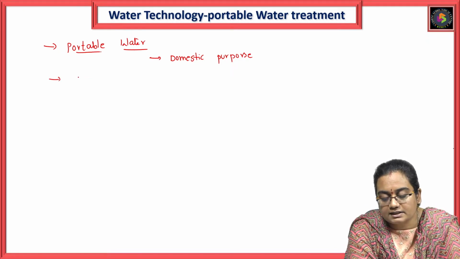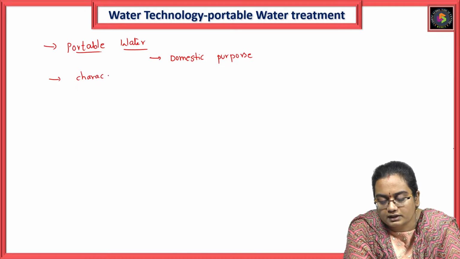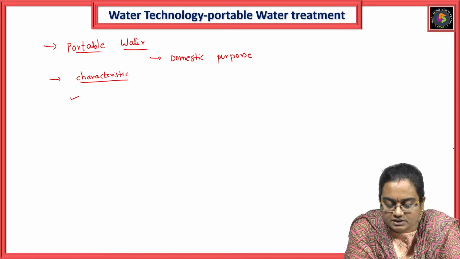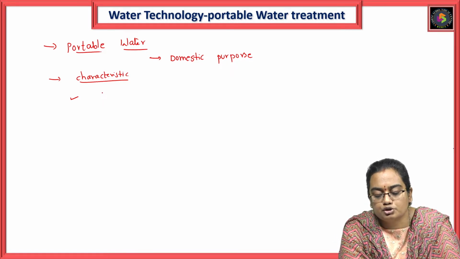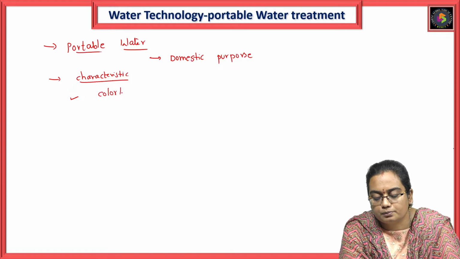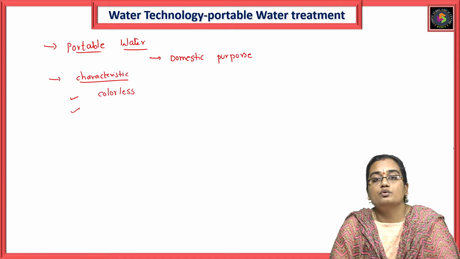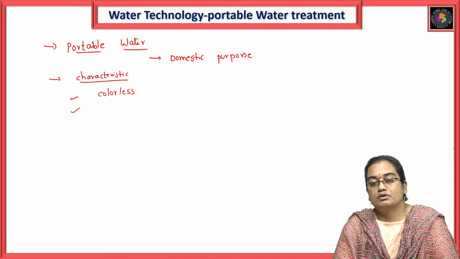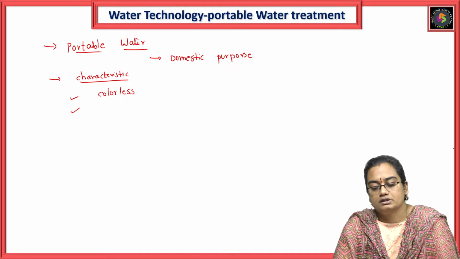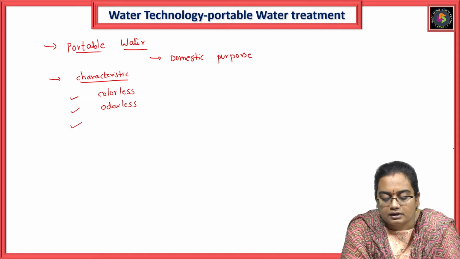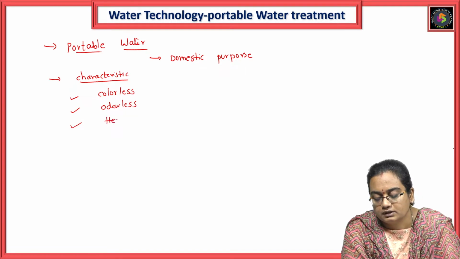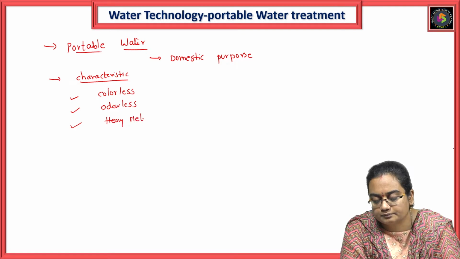Now, the next topic is characteristics. What characteristics should it possess? Potable water should first be colorless. Water should not have any color. And it should not give any smell, otherwise it is very tough for us to take a bath. So it should be odorless also. And it should be free from heavy metals. And it should not contain any pathogenic organisms.